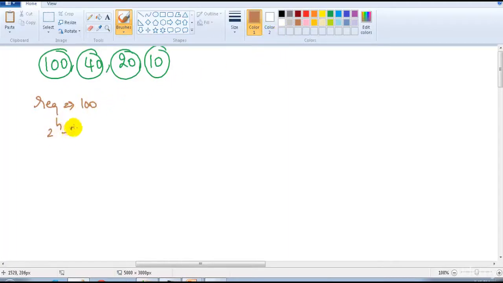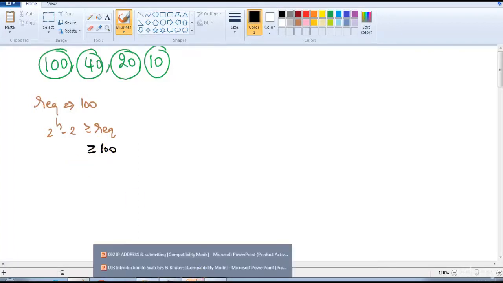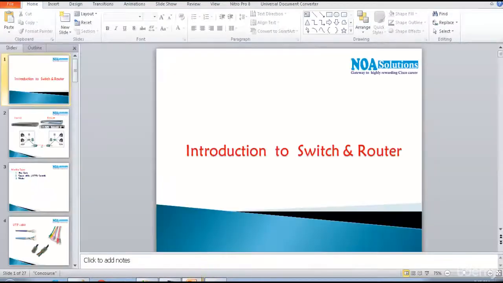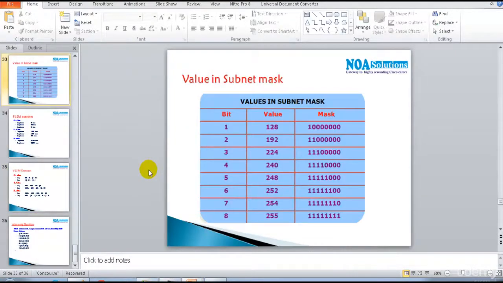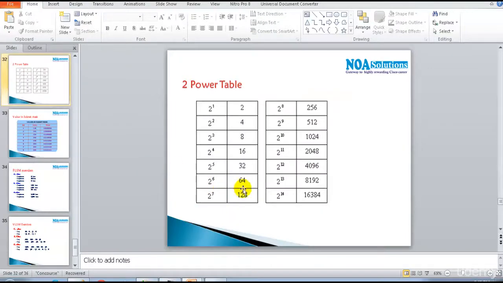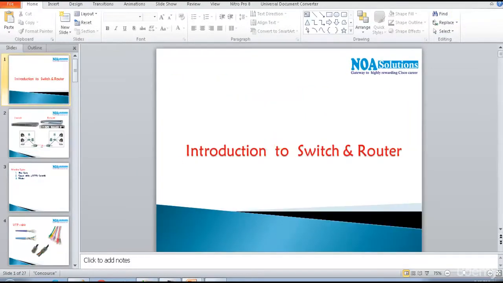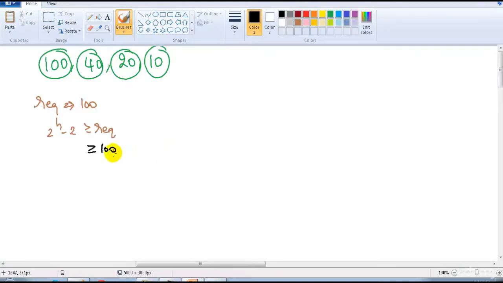I'm going to calculate the same way: 2 to the power of h minus 2 greater than or equal to the requirement, and my requirement is 100. What is the nearest value that satisfies my condition? You should be very good by this time. The nearest value which satisfies my condition is 2 to the power of 7, which is 128. Exactly 100 is not possible. Then minus 2 for network ID and broadcast ID, so it will be 128 minus 2, that is 126 valid host addresses.